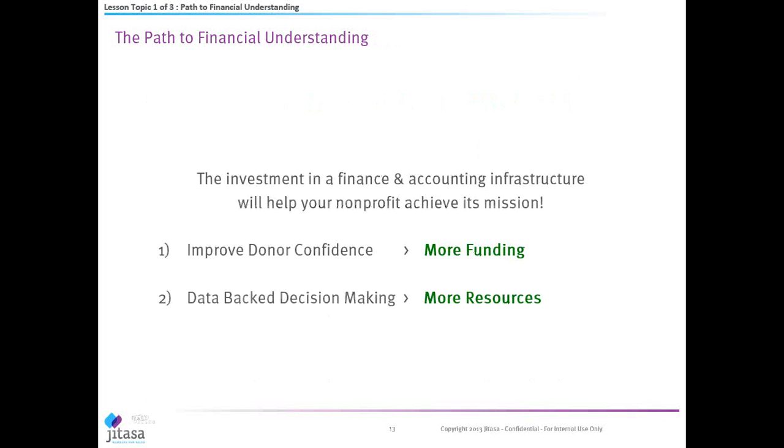Okay. And so to wrap up this section, the takeaway is that investing in your finance and accounting infrastructure and building a good dashboard, we believe, will help every nonprofit achieve its mission because it's going to improve donor confidence, which will result in more funding, but it'll also allow nonprofits to make data-backed decisions and make better use of their resources to grow the organization.